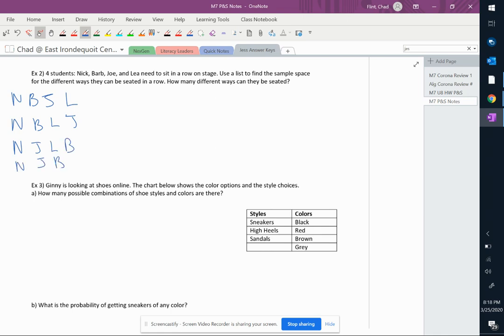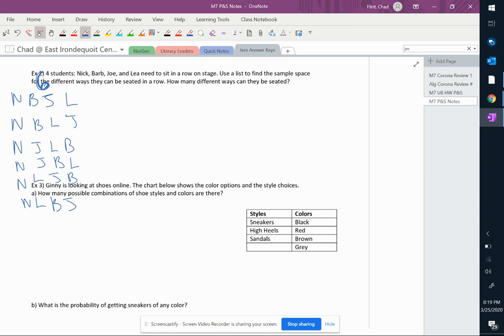Nick, Joe, Barb, Leah. Then we have NB, we have NJ, so then we would go forward and do NL, JB, and NL, BJ. So 1, 2, 3, 4, 5, 6. So that's 6 different ways I got with just starting with Nick.